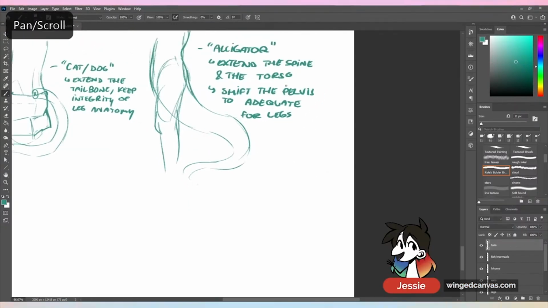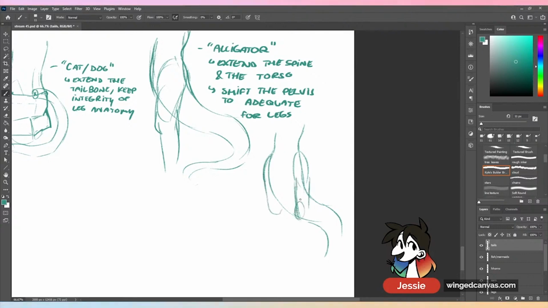But for the alligator, you extend the spine out of the torso and you shift the pelvis to adequate for the legs. If I were to draw this from the front, it's almost like you're drawing the pelvis like a mermaid, but then the legs are still there. So you have to move the pelvis around, move the legs around in order for them to work. It's really weird. This one's really tough, especially if you still want to add pants on them.